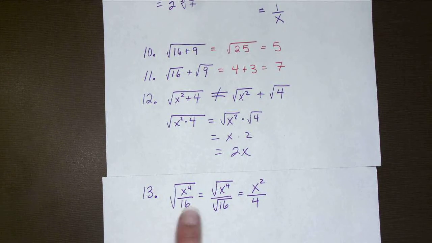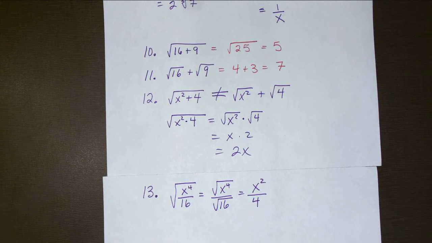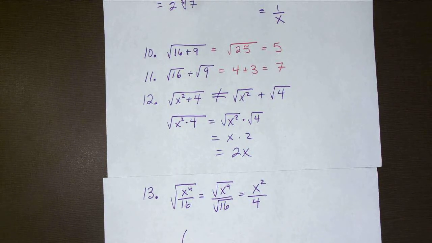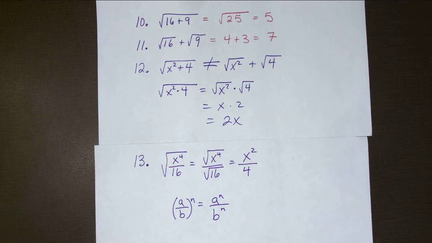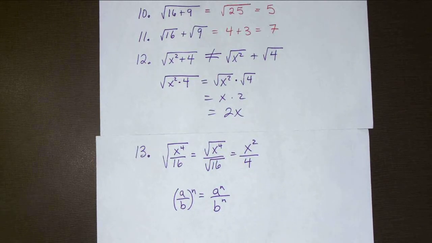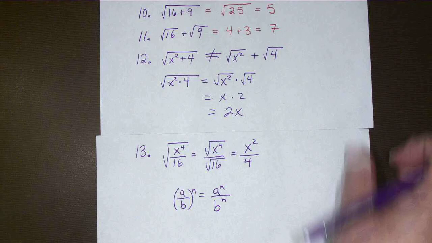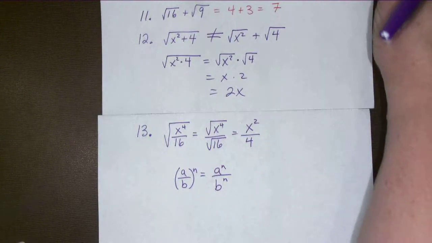But this is not a new rule, because we already did the rules of exponents, and the square root is an exponent. In the rules of exponents, we had a to the n over b to the n. You can apply the exponent to both, so you can apply the square root to both, because the square root is an exponent. Now what about this?